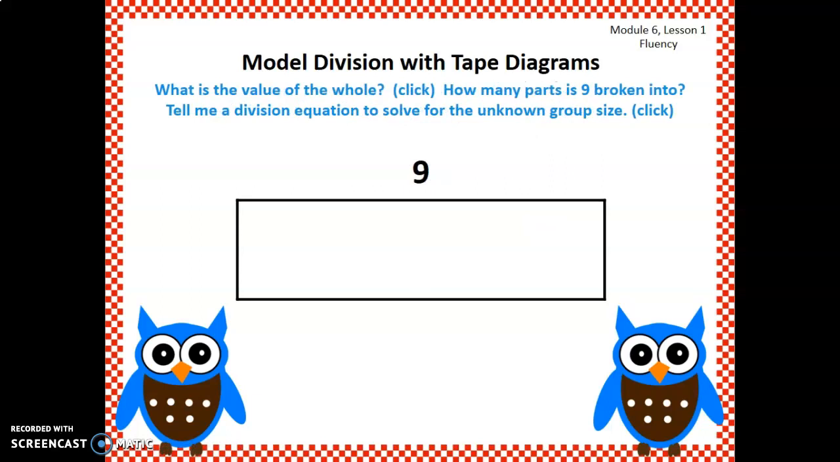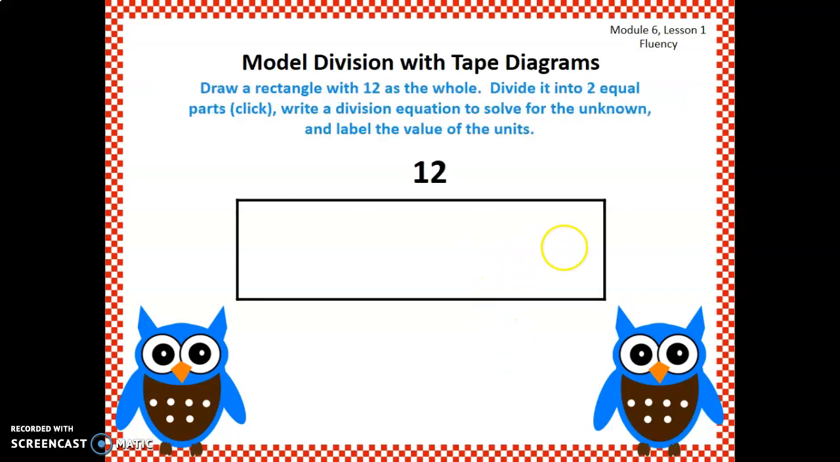What is the value of the whole? Well, it's 9. 9 is divided into how many pieces? 3. Tell me a division equation to solve for the unknown group size. The whole is 9. The parts are 3, so 9 divided by 3. 3, 6, 9. 9 divided by 3 is 3.